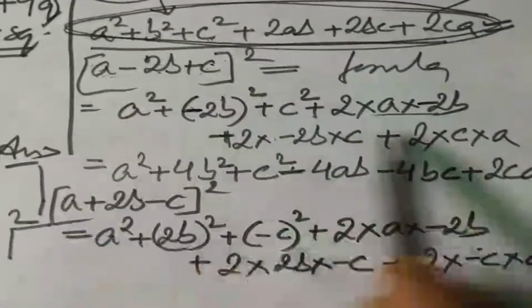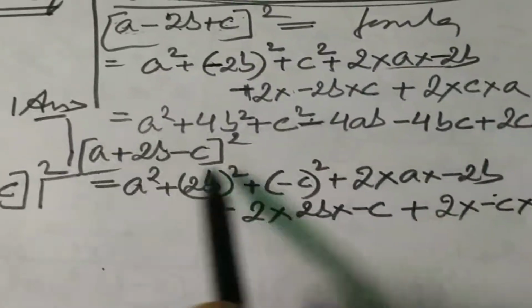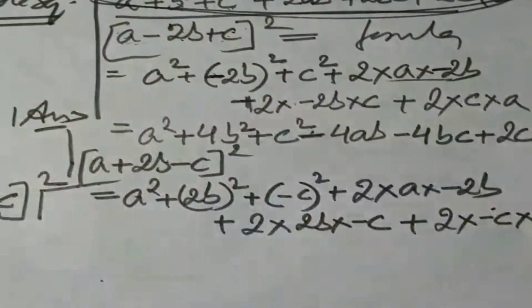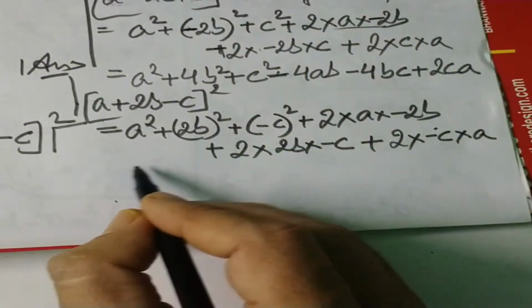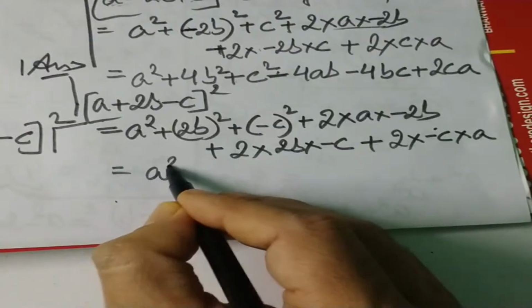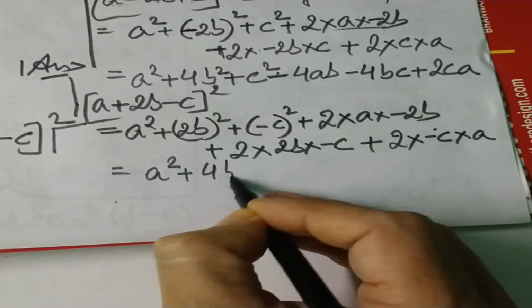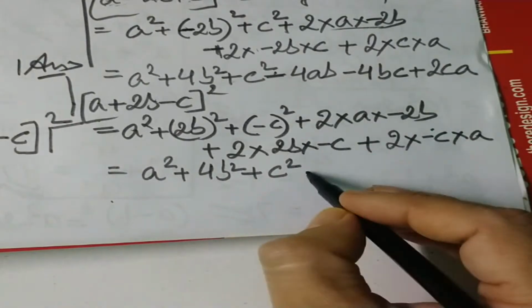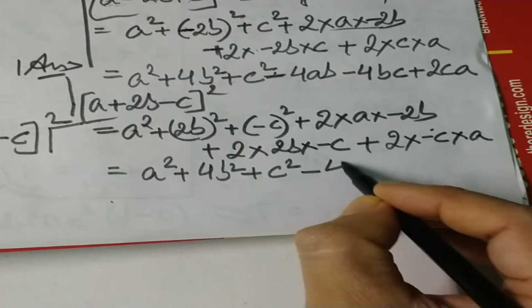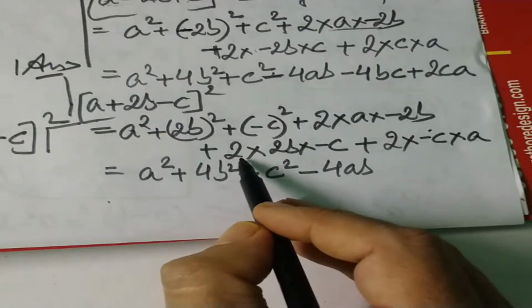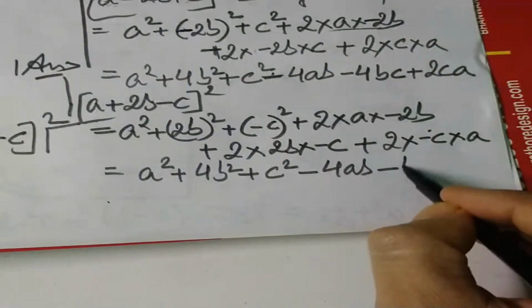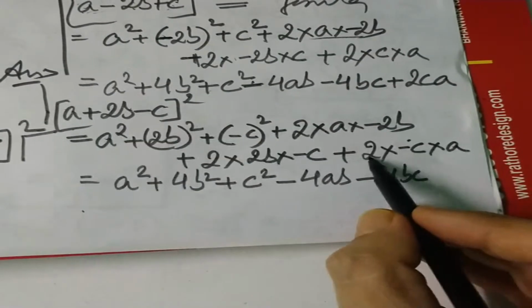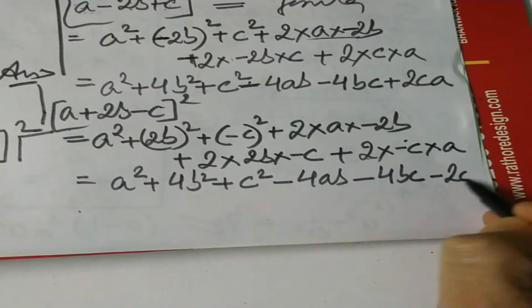First I have written the answer of this. Now I am doing the answer of this according to this formula. What will be the answer? It will give me a square plus 4b square plus c square. I am solving this, so minus 4ab. The answer of this will become minus 4bc, and the answer of this will become minus 2ca.